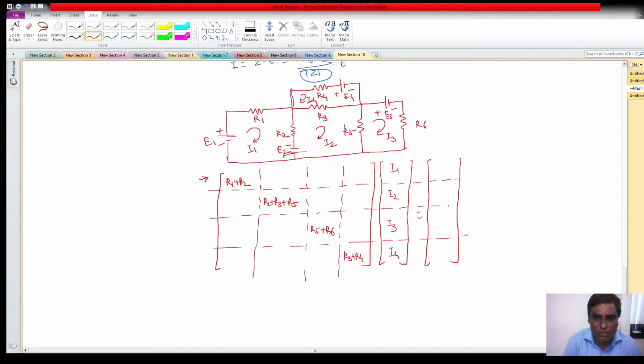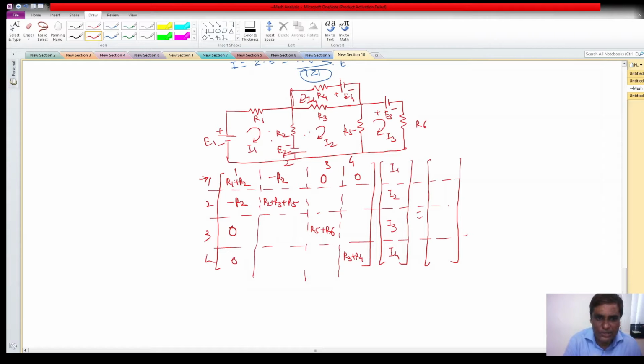What is the common resistance between mesh 1 and 2? That is R2, so it will be negative R2. In the same way, between mesh 2 and 1 it is also minus R2. What is common between 1 and 3? There is no common resistance, so it will be 0. So 3 and 1 is 0. Between 1 and 4, no resistance is common, so 1 and 4 is 0, and 4 and 1 is also 0 because of the symmetry. This symmetry comes because of the independent voltage sources.